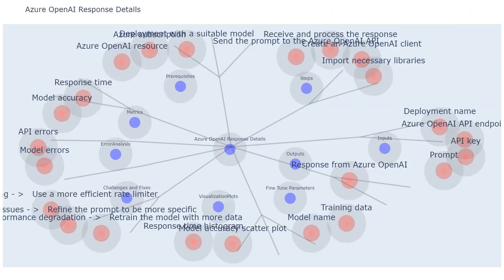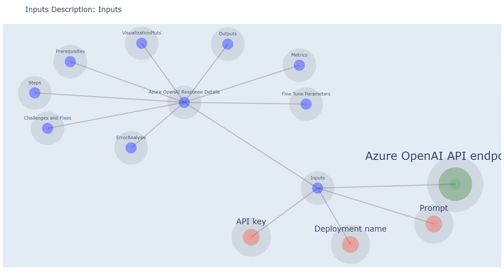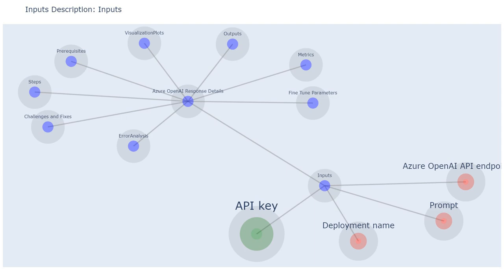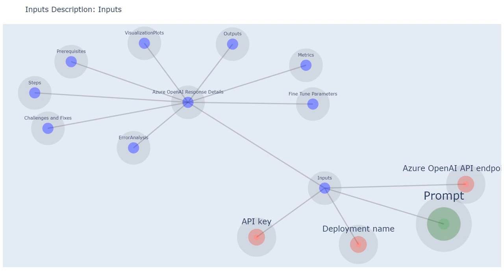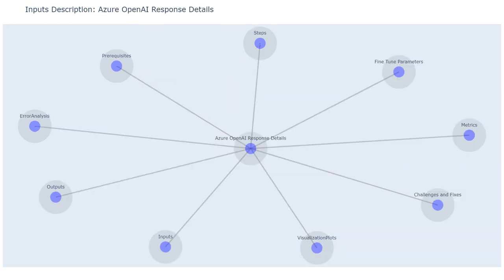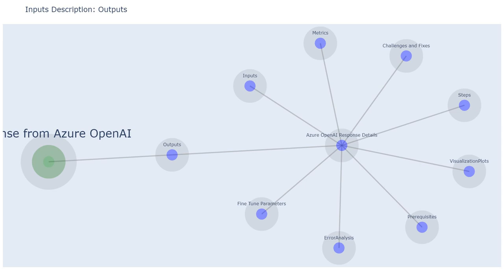Inputs description. The URL of the Azure OpenAI API endpoint to which requests are sent. An API key used for authentication with the Azure OpenAI service. The name of the Azure OpenAI deployment that houses the chosen language model. A text string containing the user's input or question for the language model. For example, what is the capital of France? Outputs description. The text-based response generated by the Azure OpenAI model in response to the input prompt.